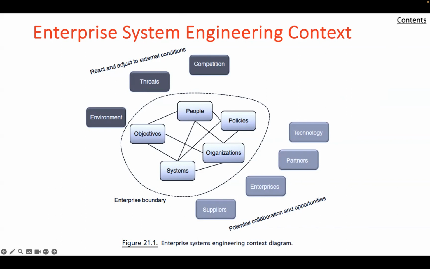Some of the questions listed below, listed in the textbook, can help expand the enterprise system engineering context diagram in order to better define the enterprise composition and objectives. One, what are the most critical stakeholders of the enterprise? If one were removed or degraded, would the enterprise still be able to function satisfactorily? What would the end result look like? Would that be acceptable to the rest of the enterprise stakeholders?